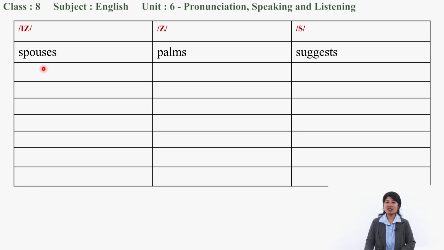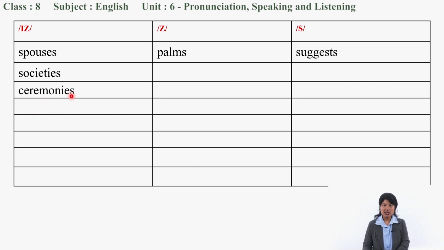What other words are pronounced iz at last? Spouses. How do we pronounce it? How do you pronounce it? Societies. Good. Societies. Then, is there any more? Yes. Ceremonies. Okay. Any other? Okay, not.